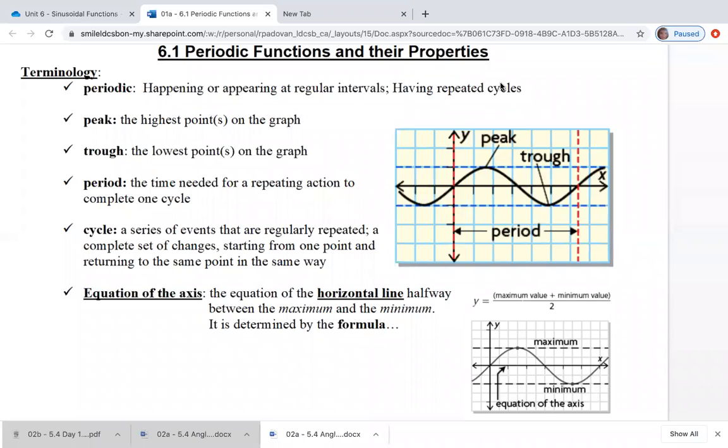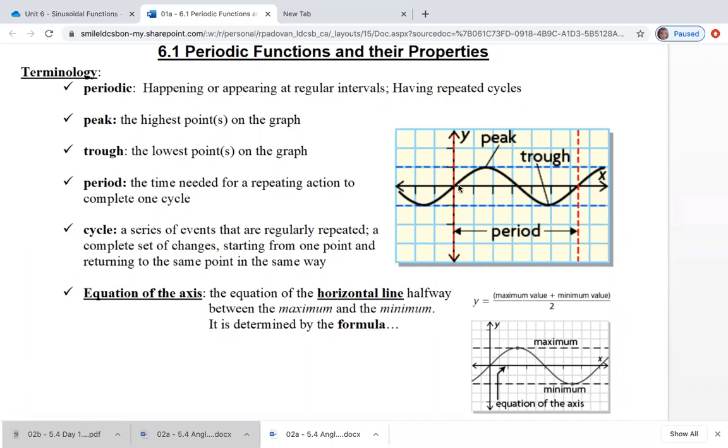So chapter 6 is something new that you haven't seen in grade 10 academic math at all. And we'll start with 6.1 periodic functions and their properties. So what does periodic mean? Something that's happening or appearing at regular intervals. So it has a repeated cycle, right?